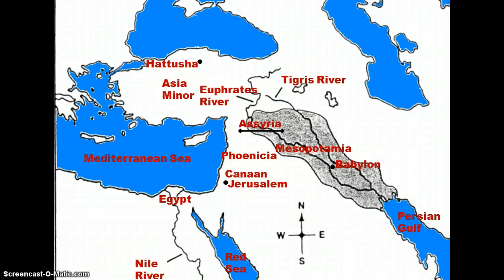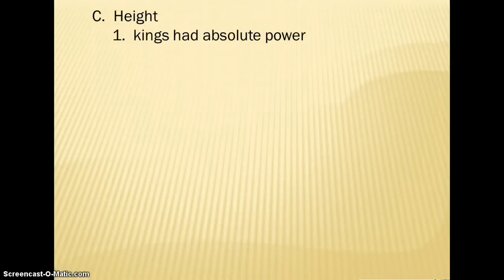Now we're going to label Assyria, and that is that bar that's kind of going across there. It's out of Mesopotamia to the west, but it's in Mesopotamia to the right or the east. All right, the height of the Assyrians.